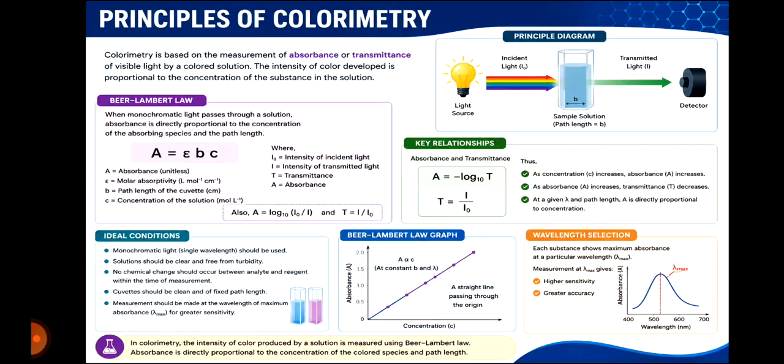The wavelength selection can be done for each substance, where it shows maximum absorbance at a particular wavelength, which is called lambda max. At this particular wavelength, the substance will have high sensitivity and greater accuracy. Upon plotting the concentration against the absorbance, we will have a linear graph based on which we can extrapolate the unknown concentration present in the solution with the help of the standards.